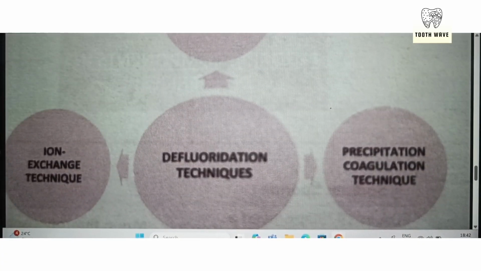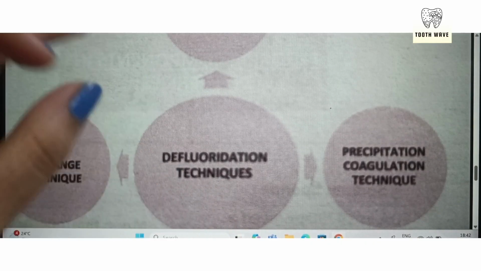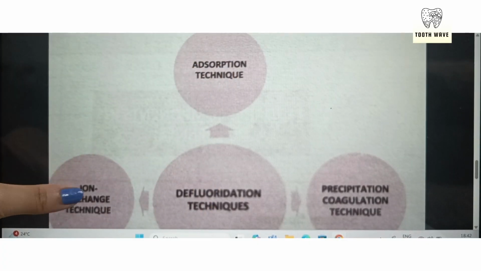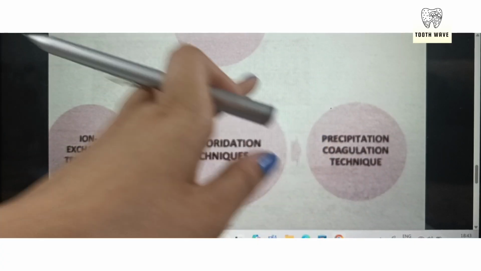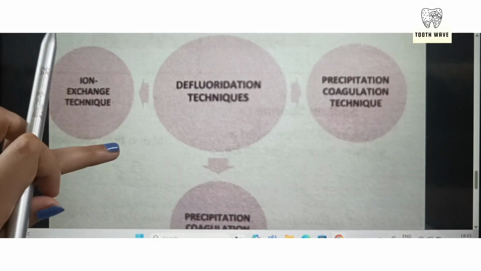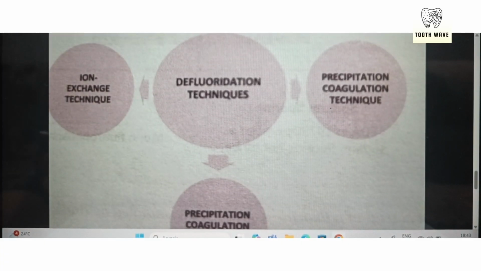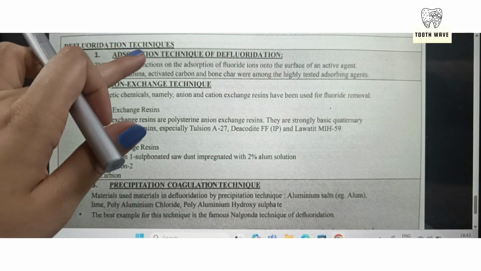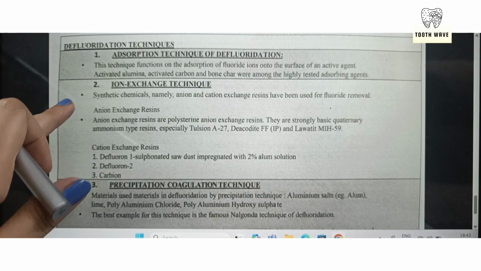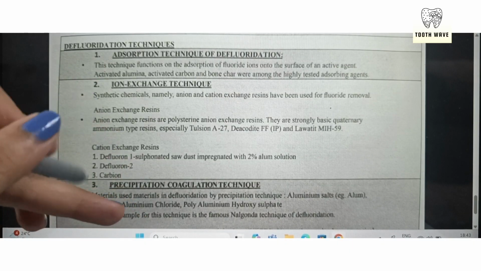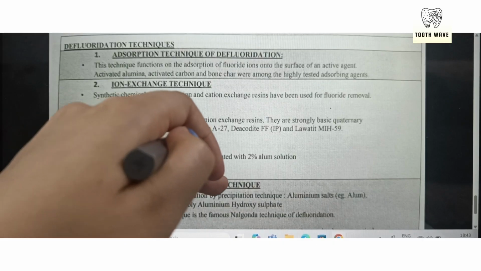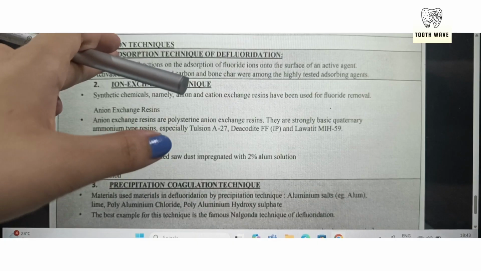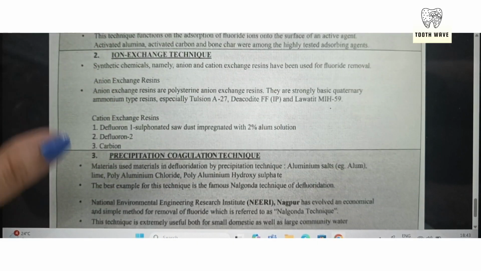Now as you might have heard about defluoridation techniques, what does defluoridation technique involve? It involves the adsorption technique, ion exchange technique, and precipitation coagulation technique. Now you just have to know about the defluoridation techniques which we have read. You can just read their details, because you don't have to learn contents like ammonium and all this. You don't have to know so much detail, but I want you to read its theory so that you have an idea.